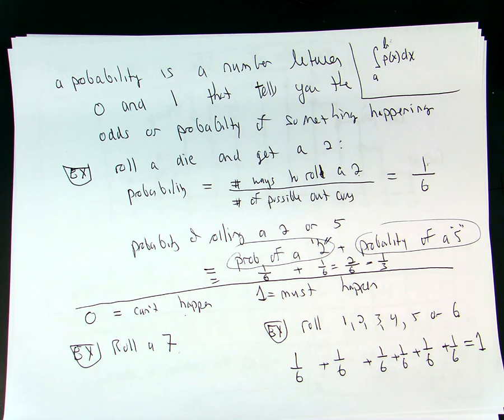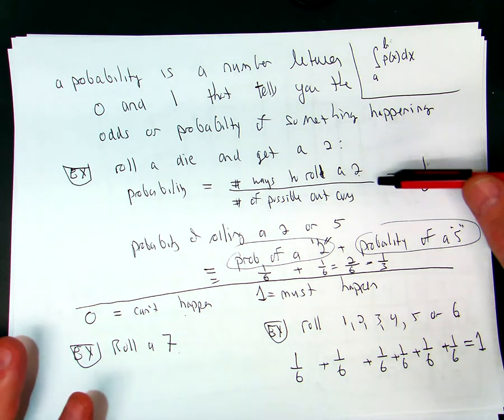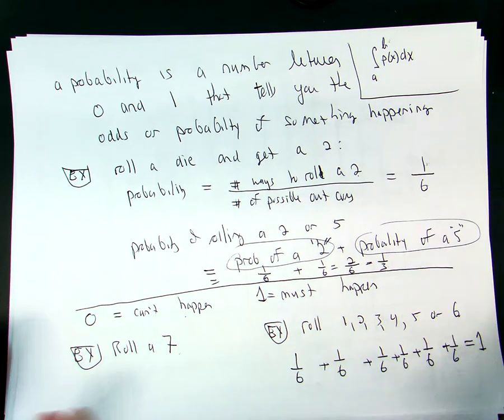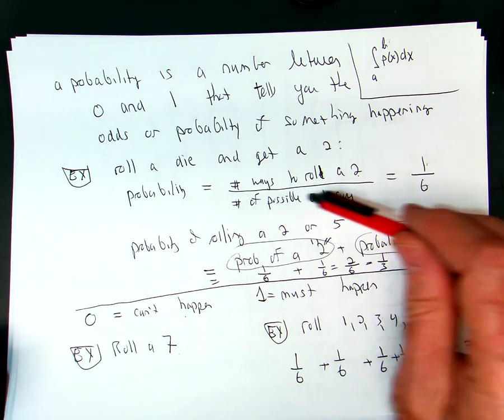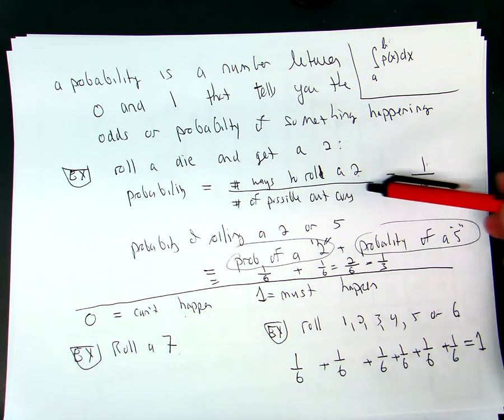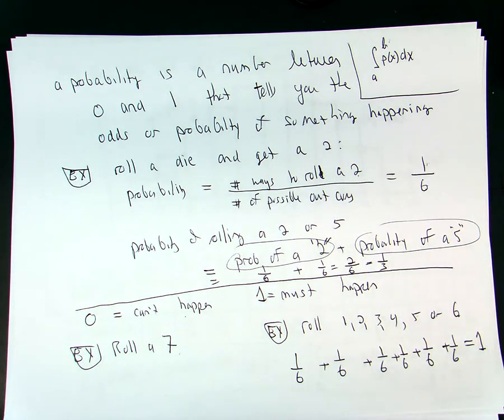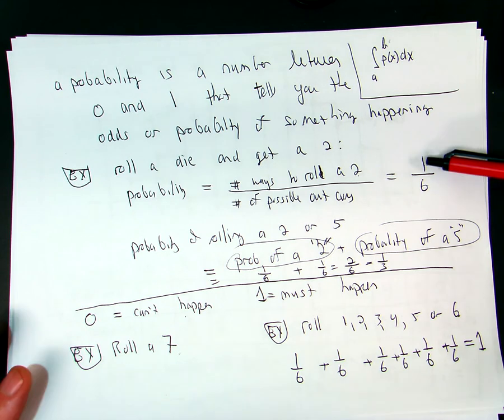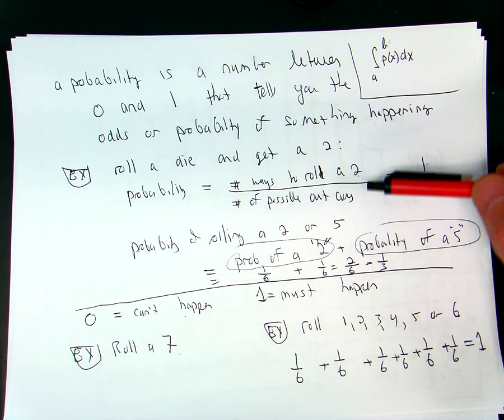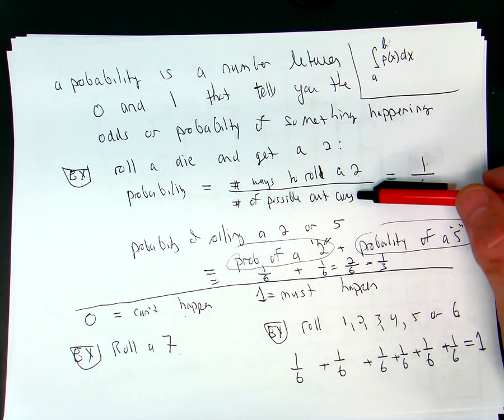If you roll a six-sided fair die and get a 2, your probability of getting that 2 is measured this way. It's the number of ways to roll a 2. There's only one way; it's got to come up 2. And the number of possible ways to roll a die, or the number of possible outcomes, is 6 possibilities: 1, 2, 3, 4, 5, or 6. So the odds are the number of ways to roll a 2 over the number of possible outcomes.